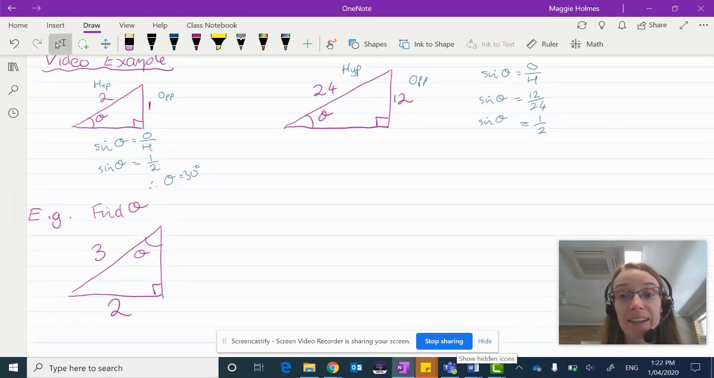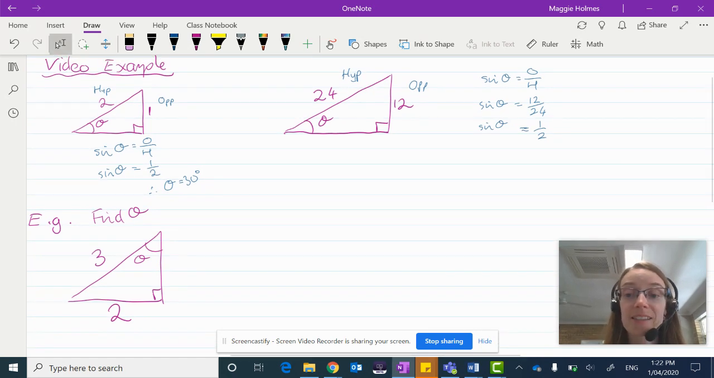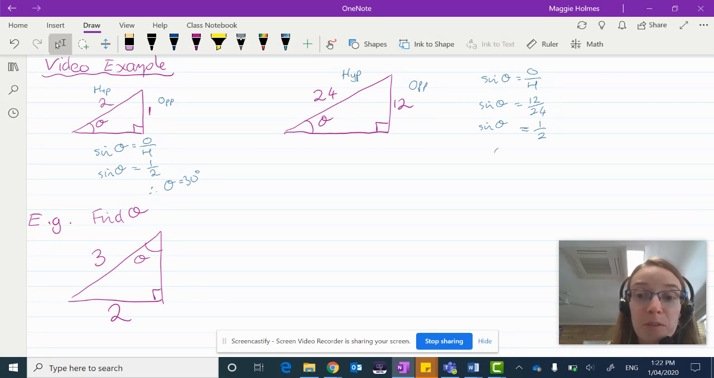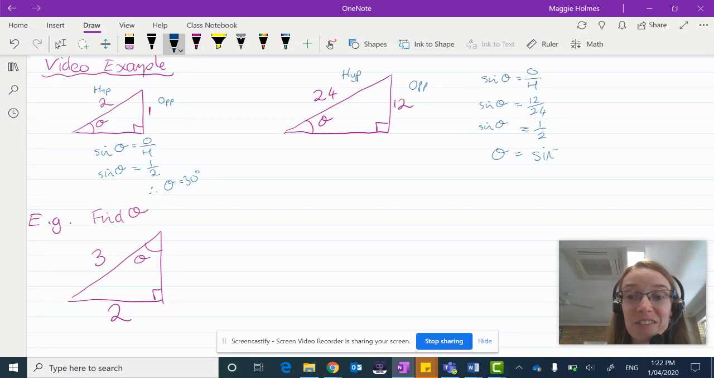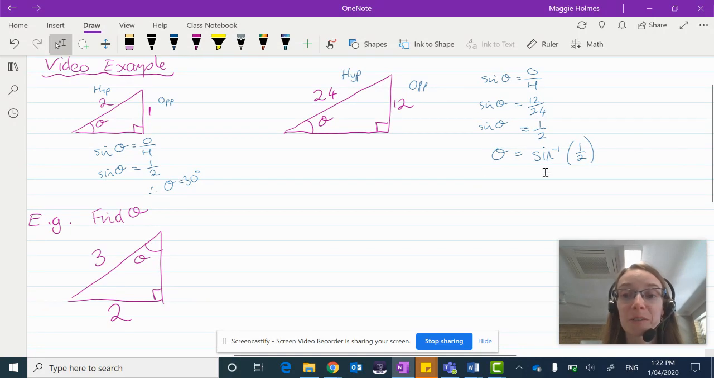How can our calculator help us find it? It's using what's called an inverse. So if we want to know what theta is, we say that theta is inverse sine of a half. So this is saying, what's the angle that goes with a sine ratio of a half?